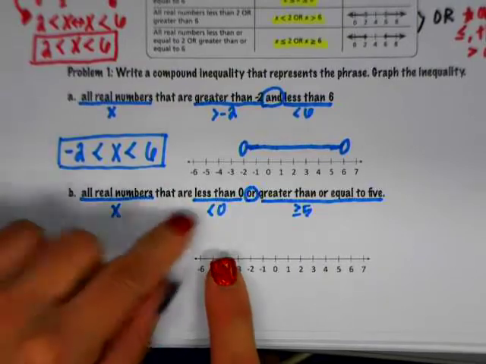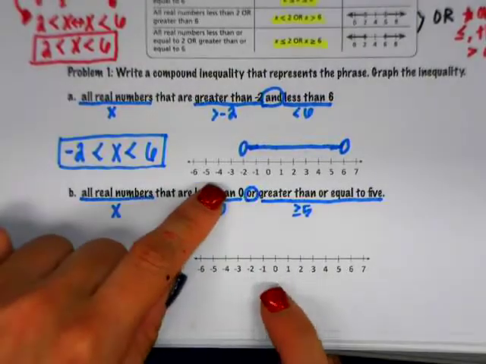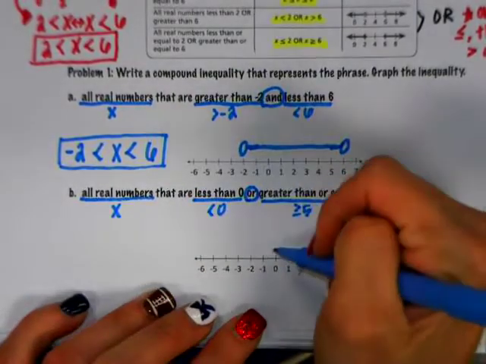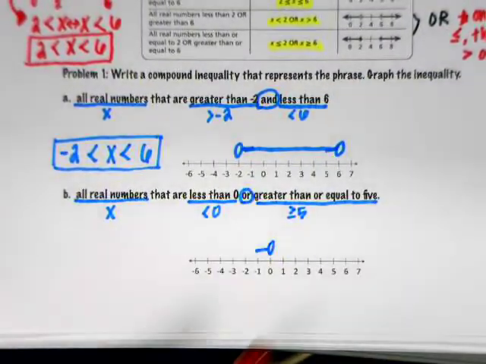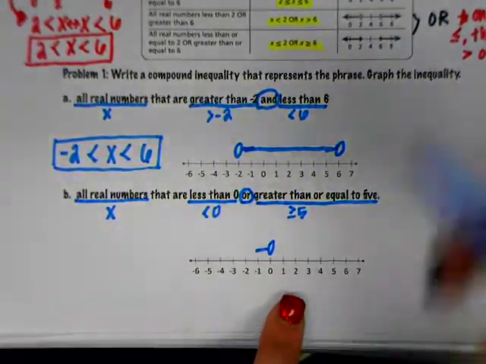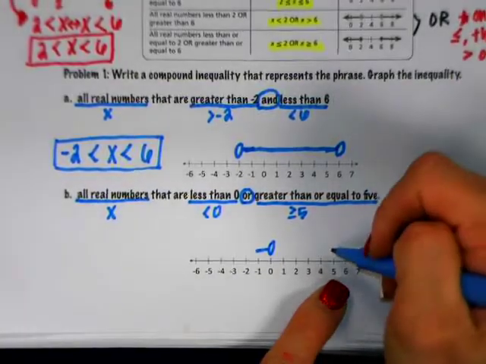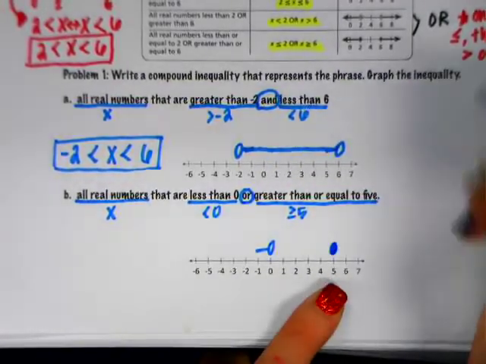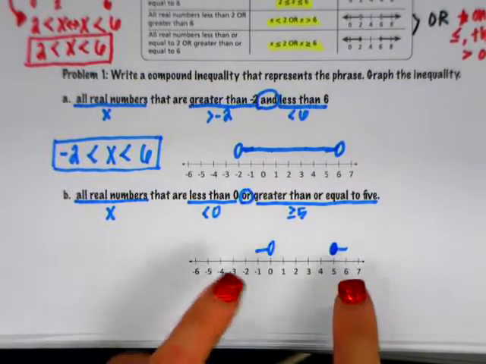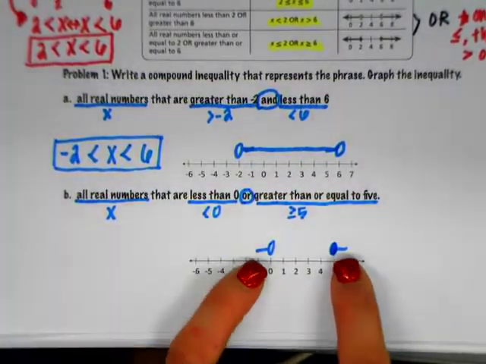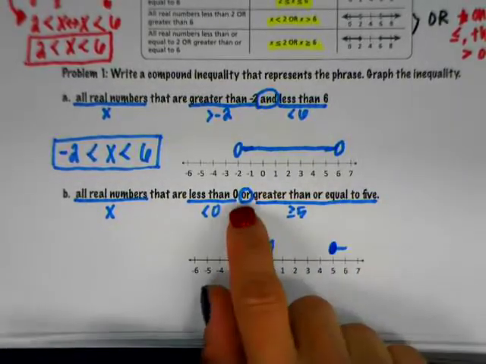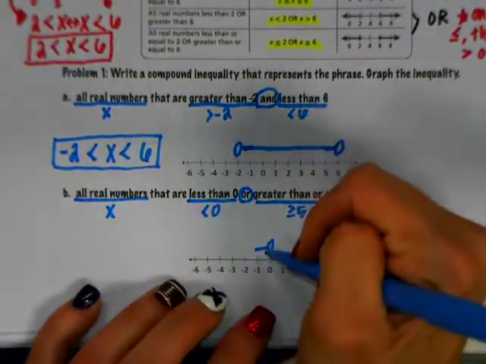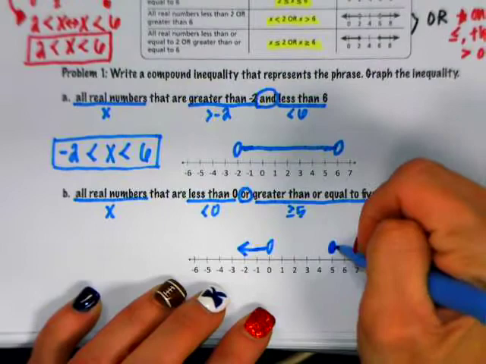So if we have less than 0, is that open or closed at 0? Open, and then going what direction? Left. And then greater than or equal to 5, is that open or closed at 5? Closed. Going what direction? Right. So see how these two, instead of them pointing towards each other like the last one did, they're going away from each other? So that's also how you know that it's an or if you don't see it there. Right? So I would just add your arrows on the ends.